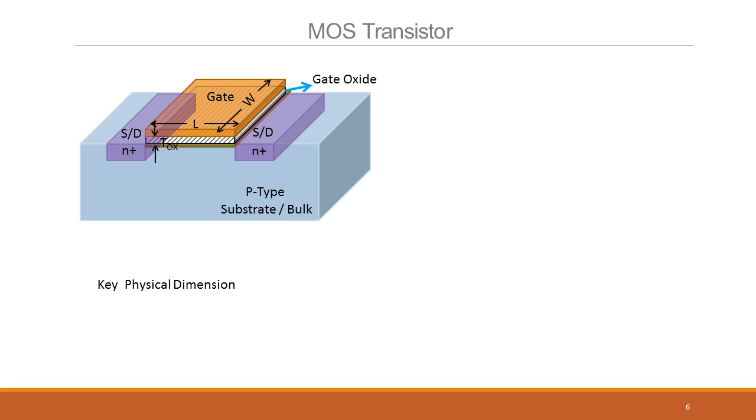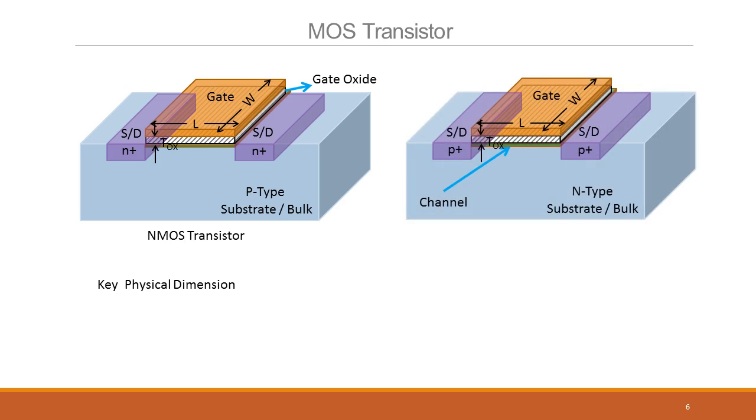And then there is Tox, which is the oxide thickness. These are the key physical dimensions of a MOS transistor: the width, the length, and the Tox. Tox is in the vertical dimension. Length is in the direction of the current flow. And W is perpendicular to the direction of the current flow. This is for an NMOS transistor.